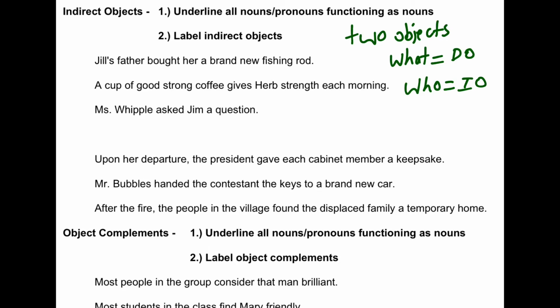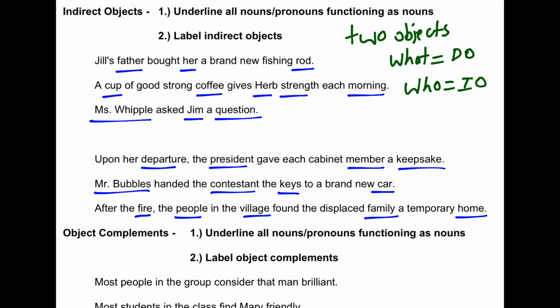Next up, the indirect objects. Here we have two objects or nouns that come after a verb, and the what is generally the direct object, and the who is generally the indirect object. But first, let's look at all the nouns and pronouns functioning as nouns. And this section makes it pretty clear that many of these nouns have articles, a, an, or the in front of them. So that's a pretty good tip to help you find the nouns.